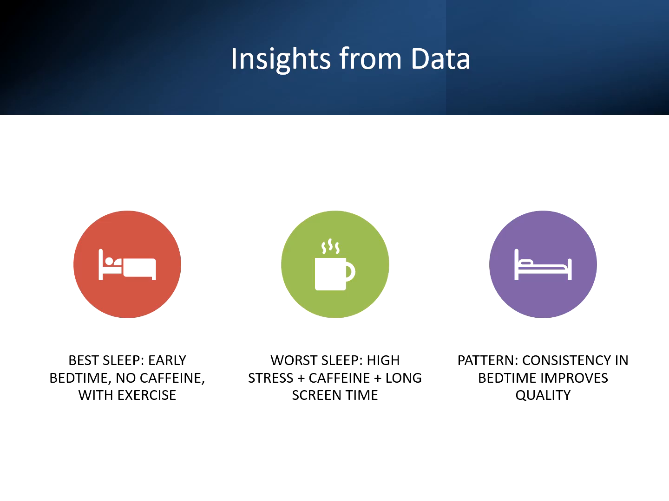We have some data insights here, so we can check the best sleep quality on days with early bedtime, no caffeine after 5 p.m. and some exercise. That's where you can have the best scale here. And the worst sleep quality was when you had a high stress day, caffeine late in the day, and a long screen time. Those factors can worsen your sleep quality.